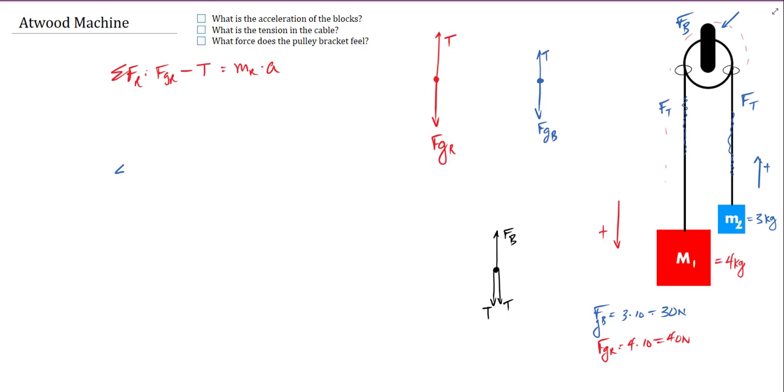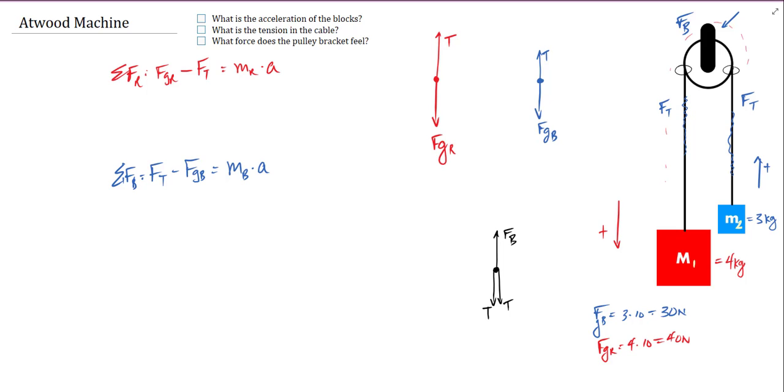And for our blue object, we have tension is positive because we're calling up positive. Actually, I called it FT, so let's use the correct variables that I have in my free body diagram. So FT is positive minus the weight of the blue object, and that equals the blue object's mass times the acceleration. And again, if you want to put mg instead of Fg, that's fine too.